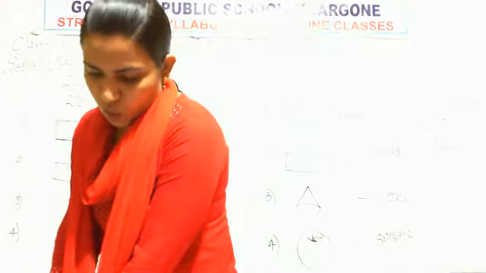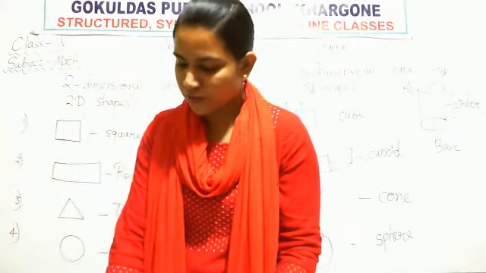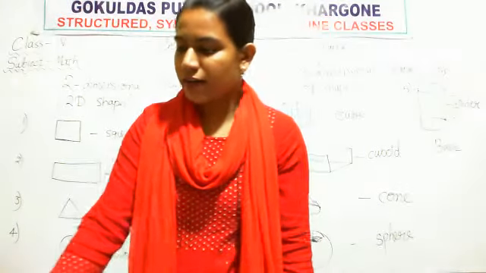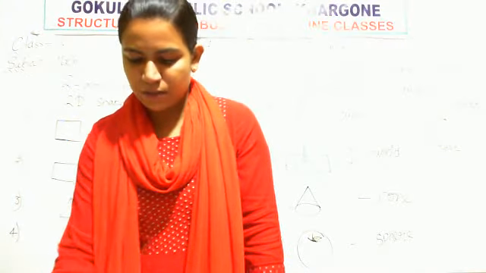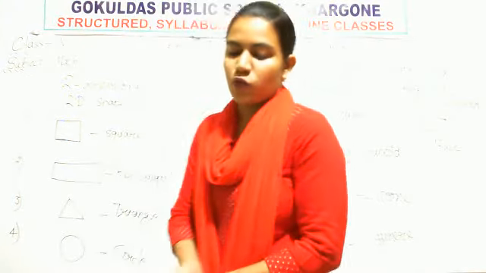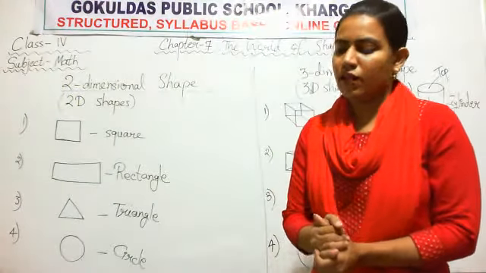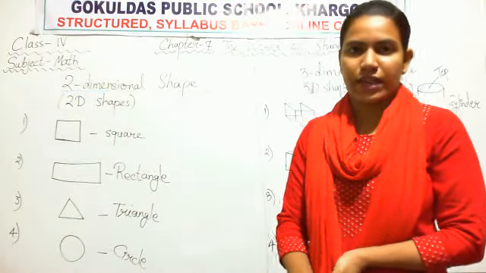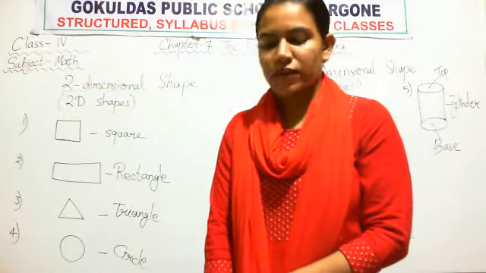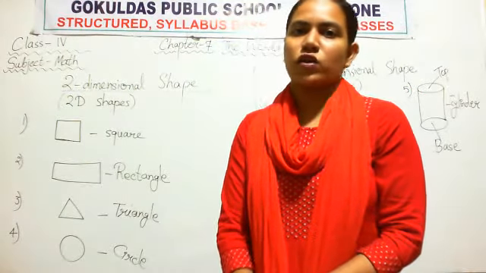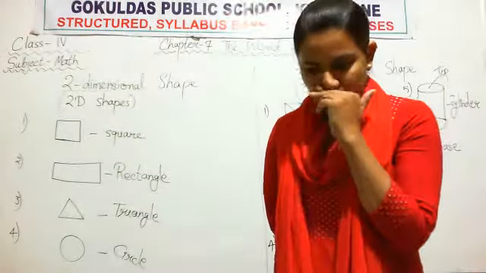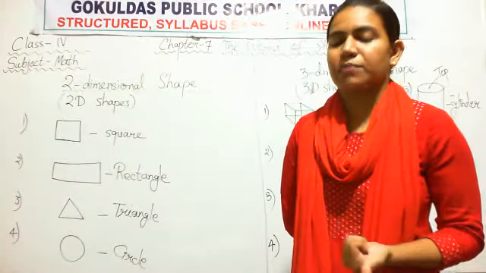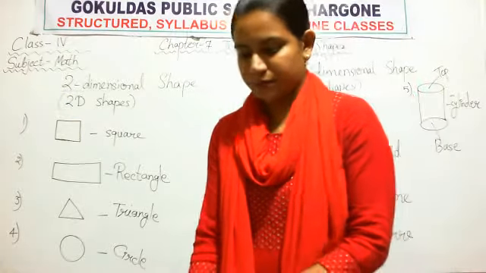Now open exercise 7.4, which is on page number 111. Question number 1. Fill all the answers in your book with the help of a pencil. Right now fill with pencil, later you will note down from the book in your copy. Okay. So question number 1, write the shapes of the following objects.